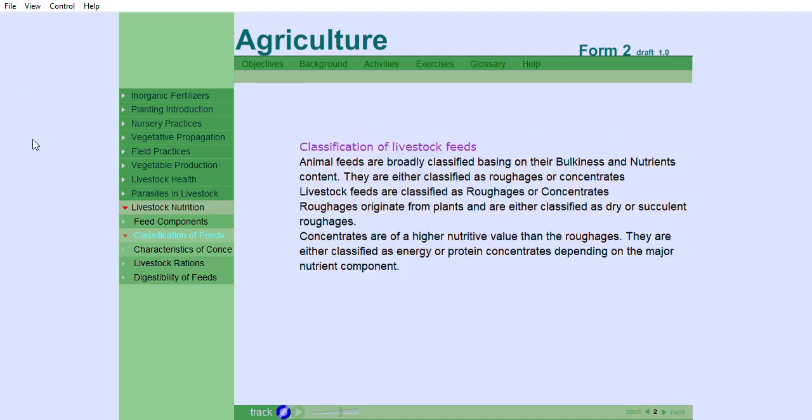Classification of livestock feeds. Animal feeds are broadly classified basing on their bulkiness and nutrient content. They are either classified as roughages or concentrates. Roughages originate from plants and are either classified as dry or succulent roughages. Concentrates are of higher nutritive value than the roughages. They are either classified as energy or protein concentrates depending on the major nutrient component.